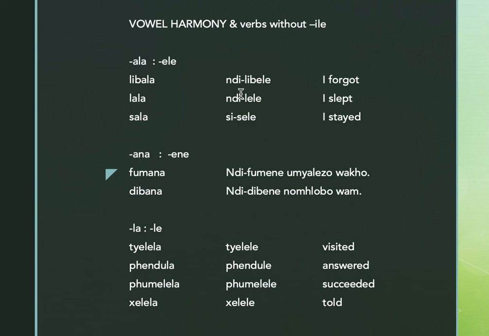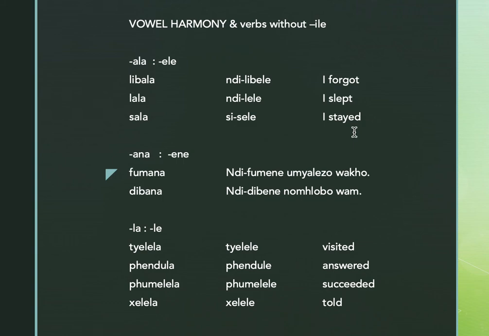And so these verbs don't have a long and a short form. This libele is both the long and the short form. There is a possibility to differentiate long and short form by means of accentuation, how you say libele, libele, but that's not so important. So, ndilibele means I forgot. Ndilele from ukulala, to sleep. Ndilele, I slept. Ukusala, to stay. And sisele, that is we stayed, not I stayed.